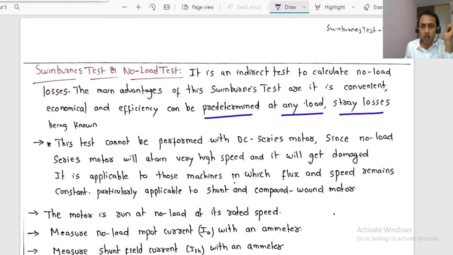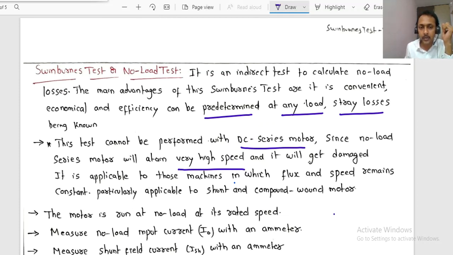Now, one more important point, this test cannot be performed on a DC series motor. Why? Because with respect to the series motor, if there is no load on the motor, it will attain very high speeds at the starting, and it is going to damage the machine.